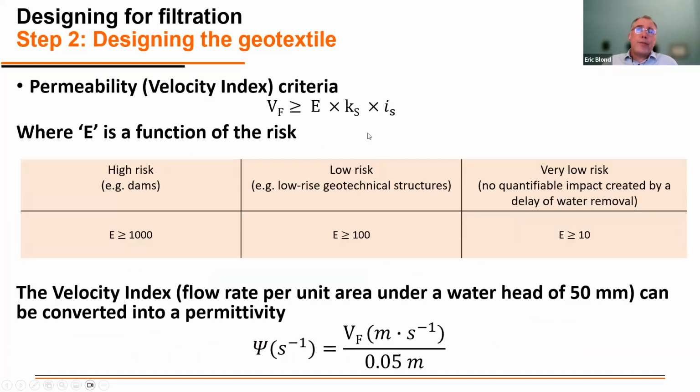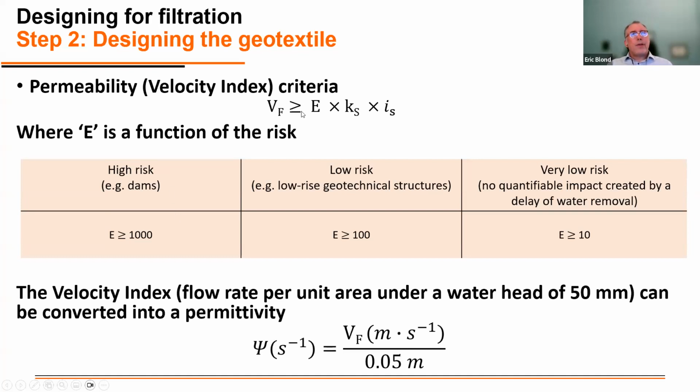Permeability criteria, velocity index. In the ISO world, we speak of velocity index. So this velocity index is in fact equivalent to the permittivity. It's the velocity of the water passing through the geotextile under a waterhead of 50 millimeters. So basically, it can be calculated considering the permittivity and the waterhead of 50 millimeters.